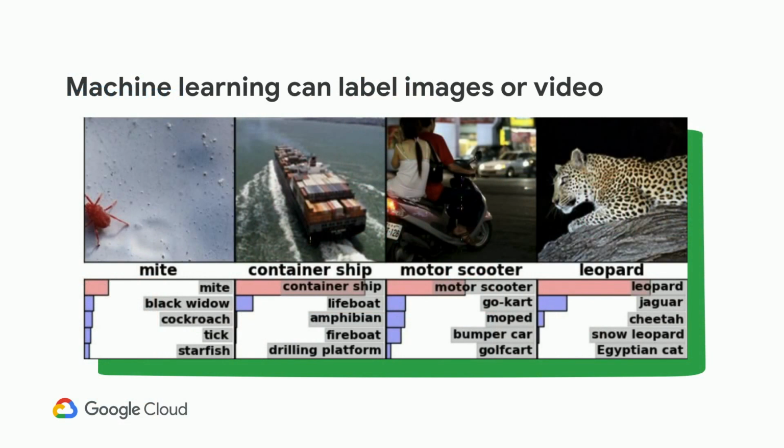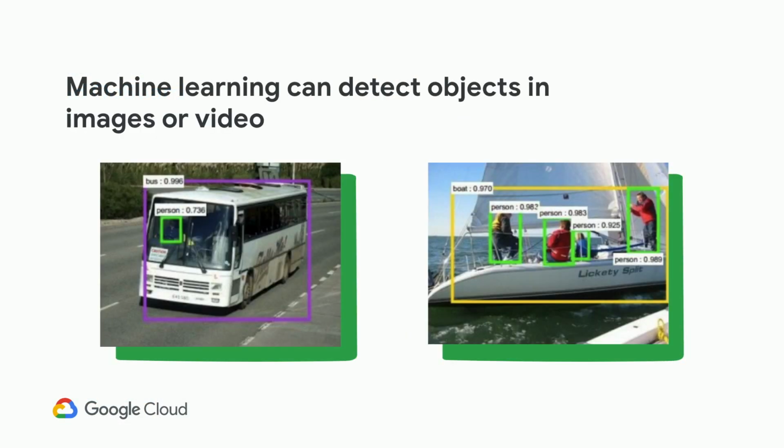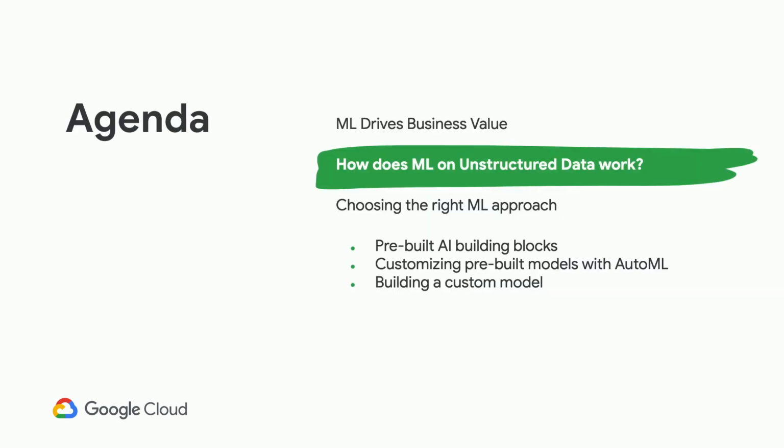All right, so those are the cases. And of course, machine learning can also label images or videos, just like what we see here, or even detect objects in images or videos. So these are super common cases. For example, self-driving cars need to detect items on the road and then react, right? So those are the kinds of cases.